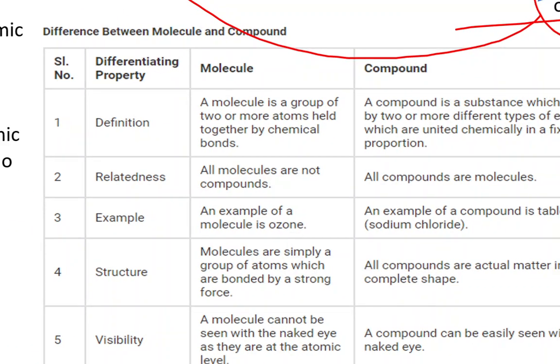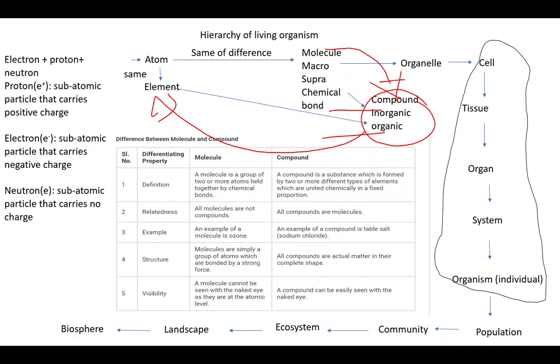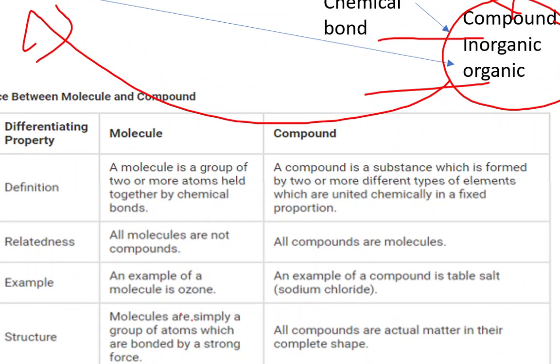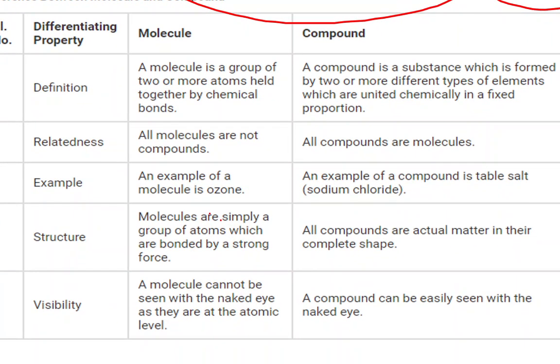Let us look at relatedness. By relation, we see that all molecules are not compounds. All compounds are molecules. Can you see? All compounds are molecules. Therefore, in every molecule, there are compounds. We can say that a compound is a substance that is made up of the same type of molecules held together chemically at fixed proportion.